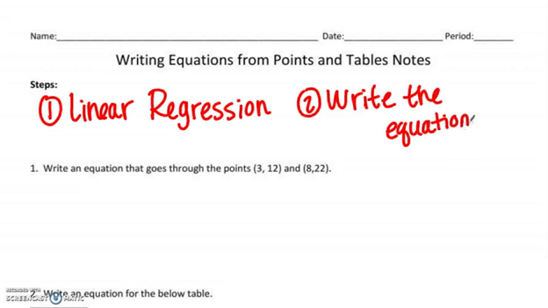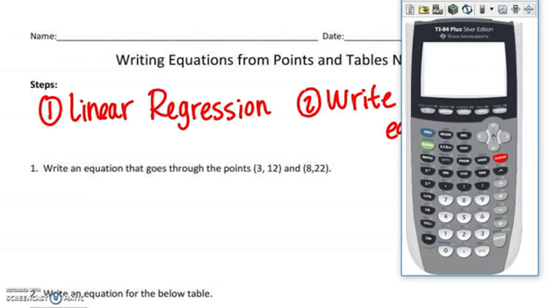So here, number 1, it says write an equation that goes through the points (3, 12) and (8, 22). So get your calculator with me. If you remember our steps, it is stat and edit. Now, if there's anything in there, you'd go up, hit clear, and then down to clear it all out, but there's not. So this says 3, 12. So remember, you just do 3, go over here, and then put 12. Make sure it's side by side, because that's the x side, that's the y side.